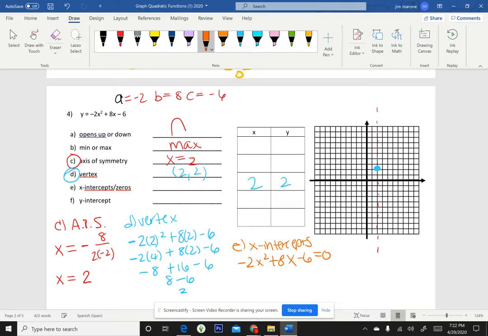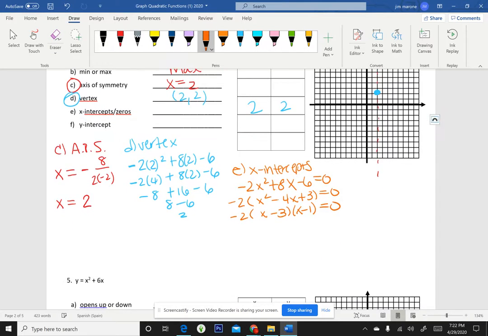Whenever I solve an equation, I always have to take out the GCF. In this case, it's -2. So then I factor it. Factors of 3 that add to -4. We get x is 3 and x is equal to 1. That means there's 2 points, 3, 0 and 1, 0.